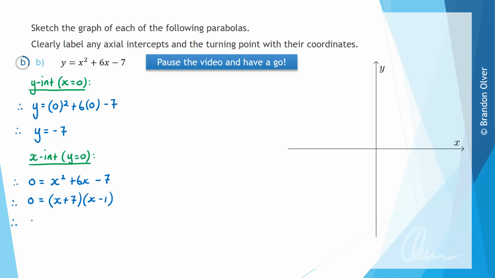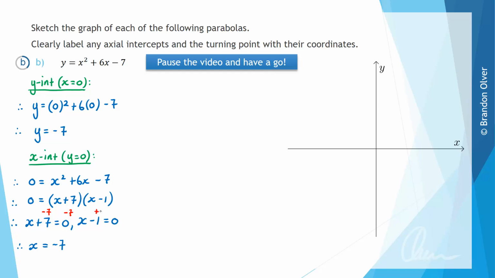So next we could use the null factor law, which says that x plus 7 could equal 0, or that x subtract 1 could equal 0. And for the first one, we could subtract 7 from both sides, and we'd find that x could equal minus 7.